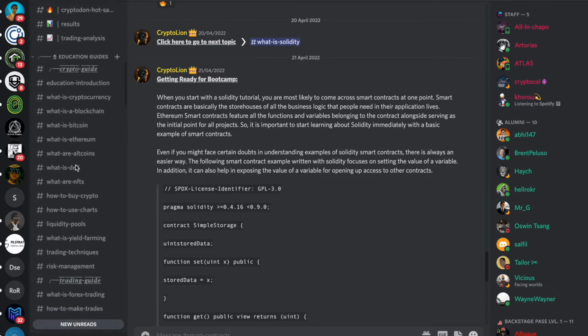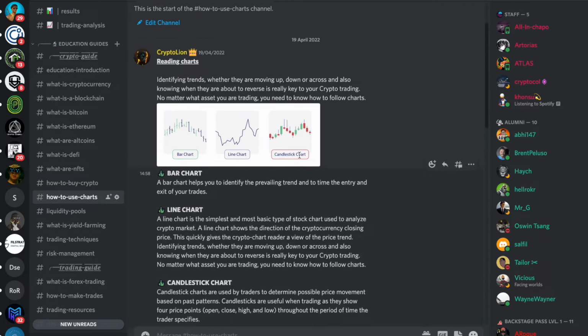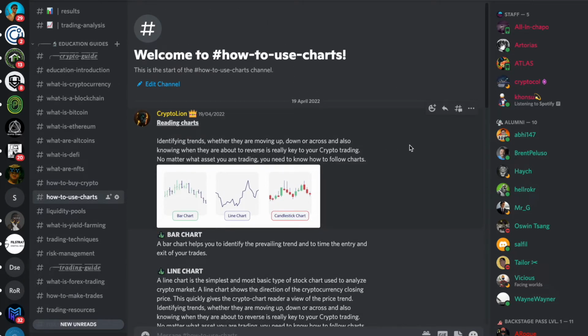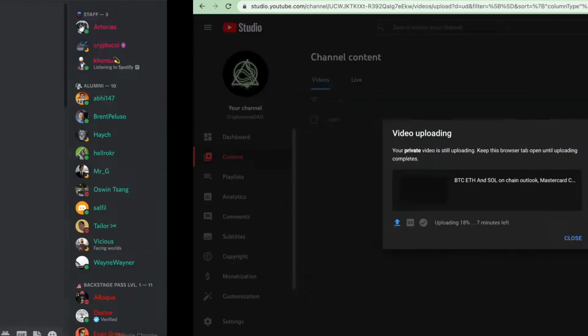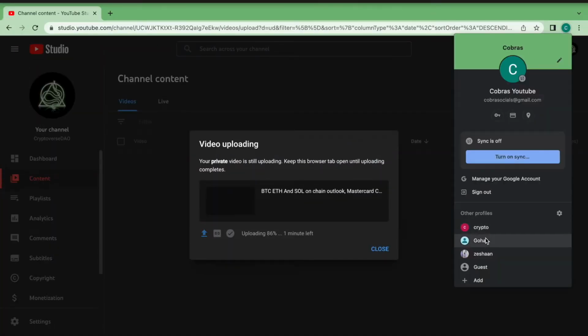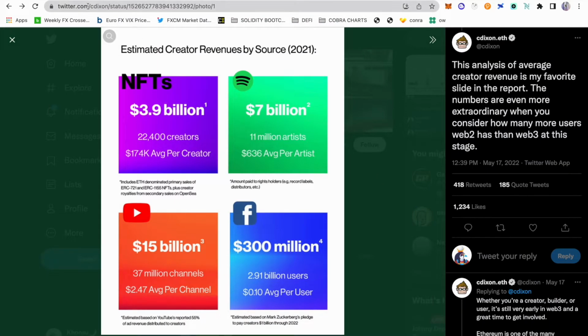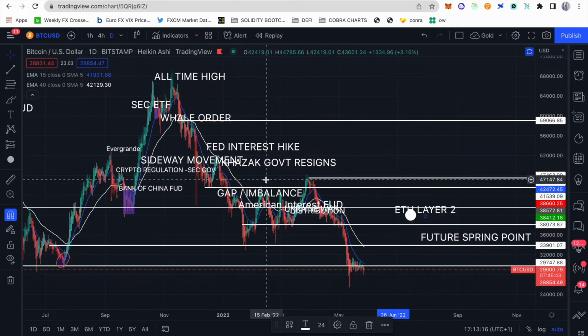So basically today we're going to be covering how to use a chart. This is really, really important. If you are looking to buy these cryptocurrencies, these tokens, or anything, you should be able to understand how to basically use a chart.